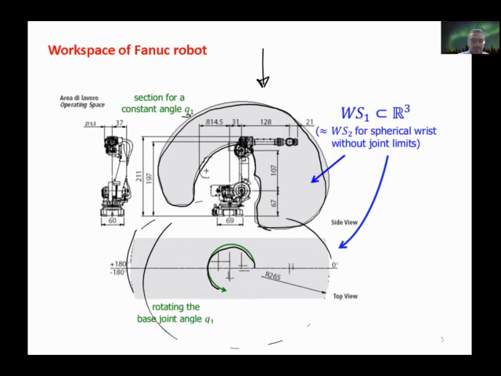And then if you add a spherical wrist to the 3 degrees of freedom robot, that can move without joint limits, then you can achieve whatever orientation. So you have that the primary workspace, the reachable workspace, is the same as the dexterous one.